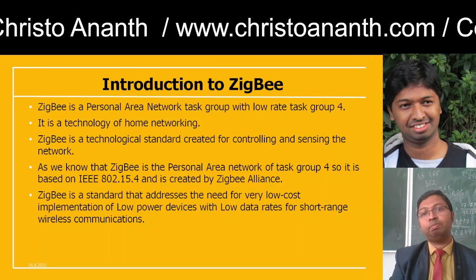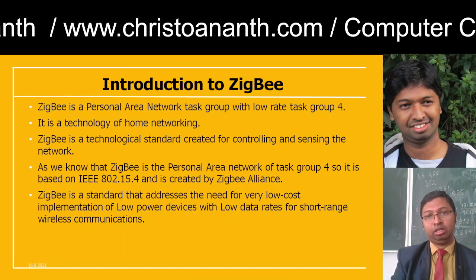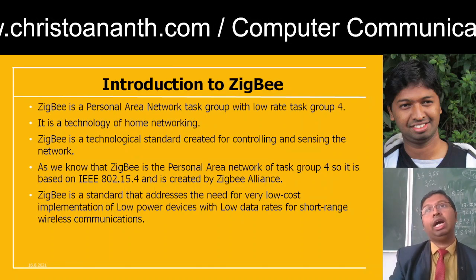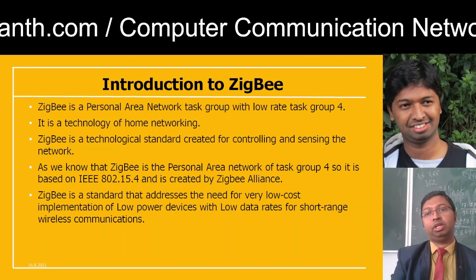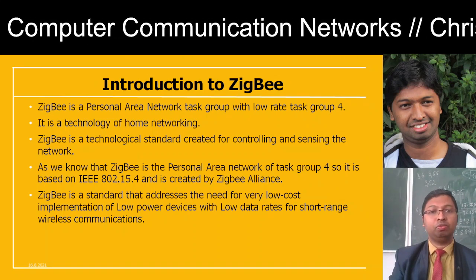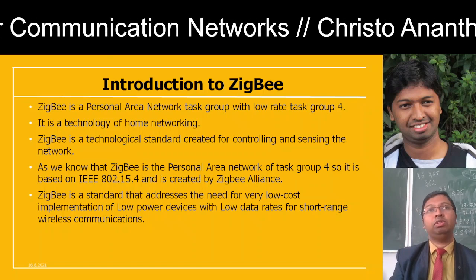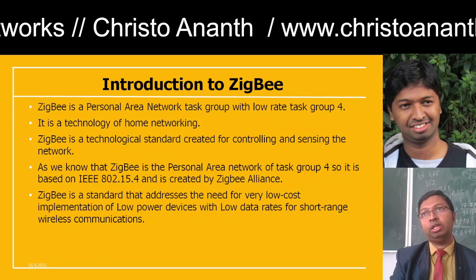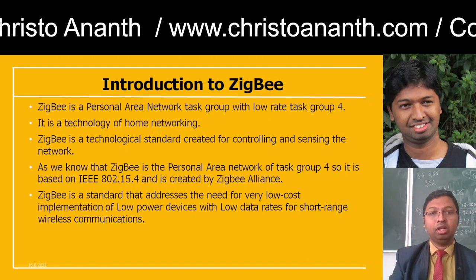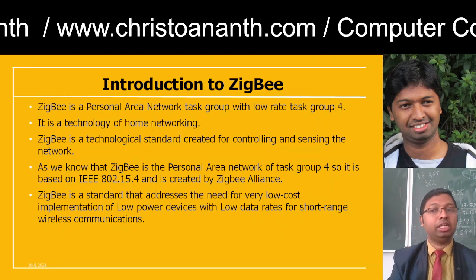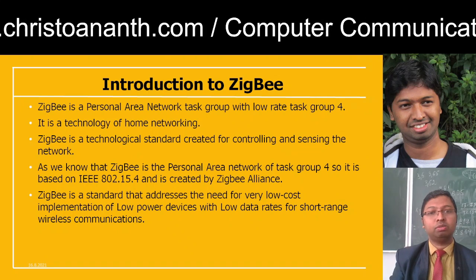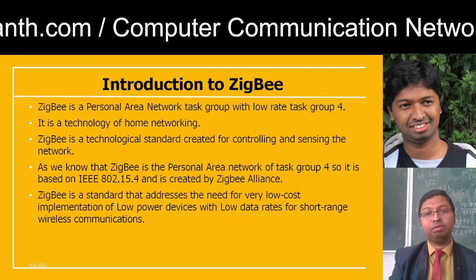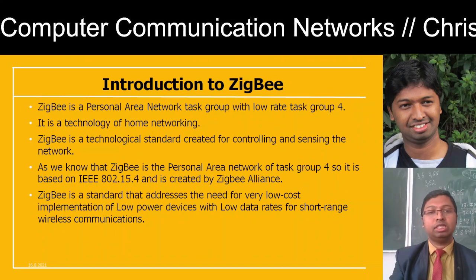So Zigbee is a PAN task force, or maybe task group, within IEEE group 4. It's the low rate task group 4, and it's the technology that we use for home networking. It's a technological standard for controlling as well as sensing in the network. Zigbee is a personal area network of group 4, based on IEEE 802.15.4 and created by the Zigbee standard.